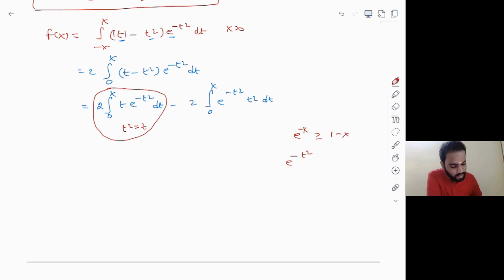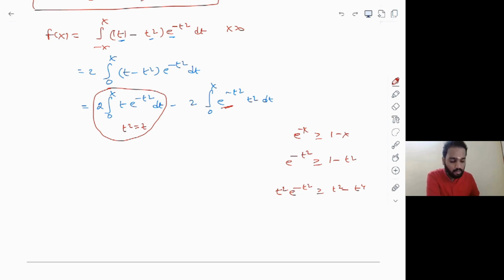So e power minus t square will be greater than or equal to 1 minus t square. But you need e power minus t square into t square, right? So if you multiply, t square into e power minus t square will be greater than or equal to t square minus t power 4. We need this to be minus 2 times, right?